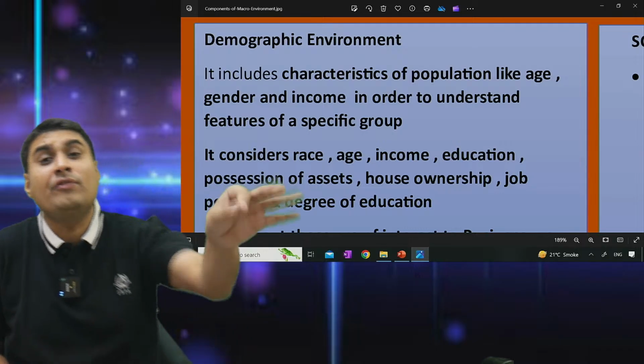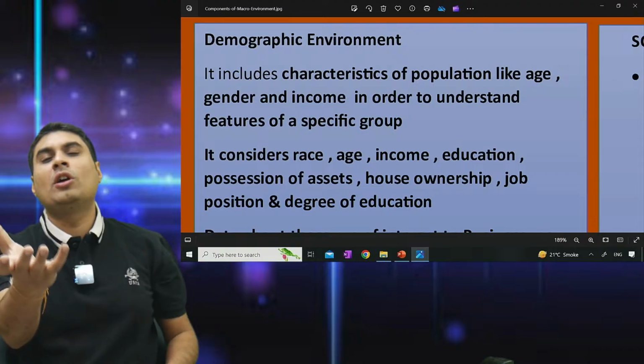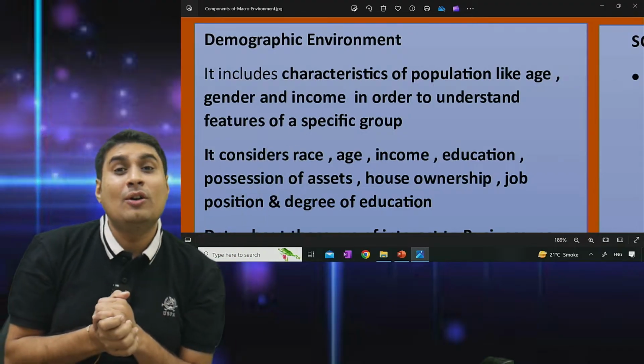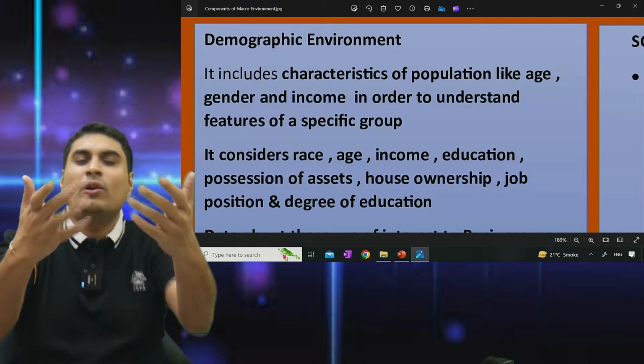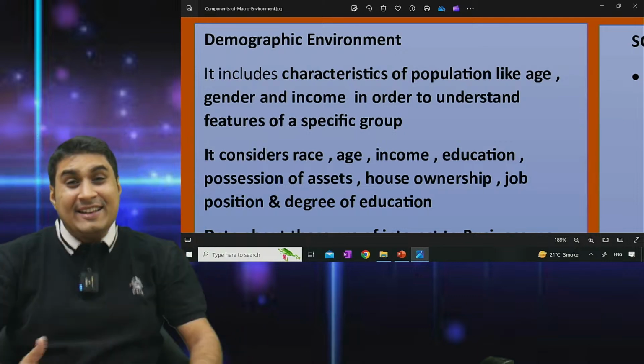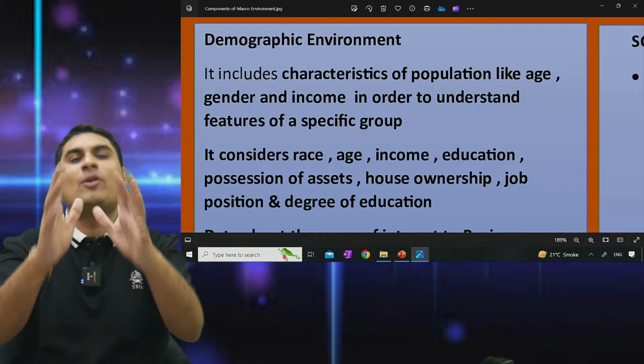Sex ratio is 942 to 1000. Means out of 1000 females, sorry, not females, males, 942 are male. Okay, so all boys will have marriage problem in future maybe. I hope you understand, not literally marriage, but yes, these are trends. It gives you a lot of things in life. We can take more trends also, but I hope you understood.